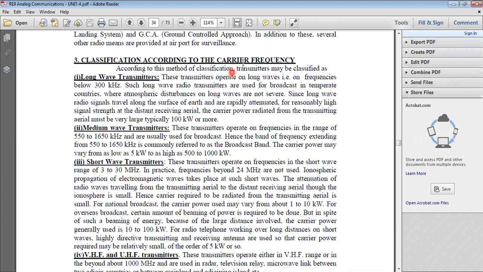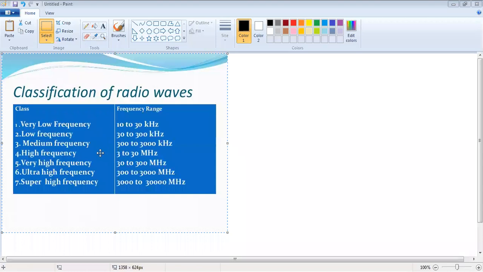So, one second, I will share the frequency ranges. Just note down these frequency ranges. This is the classification of radio waves. Every electronics student must know these frequency ranges.